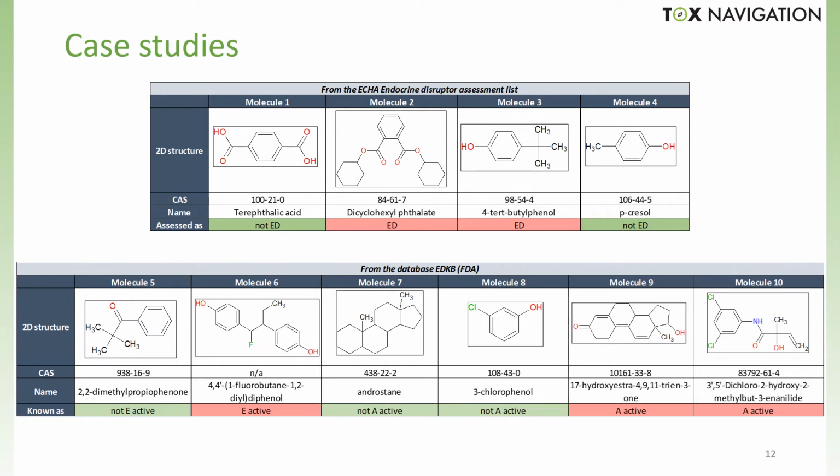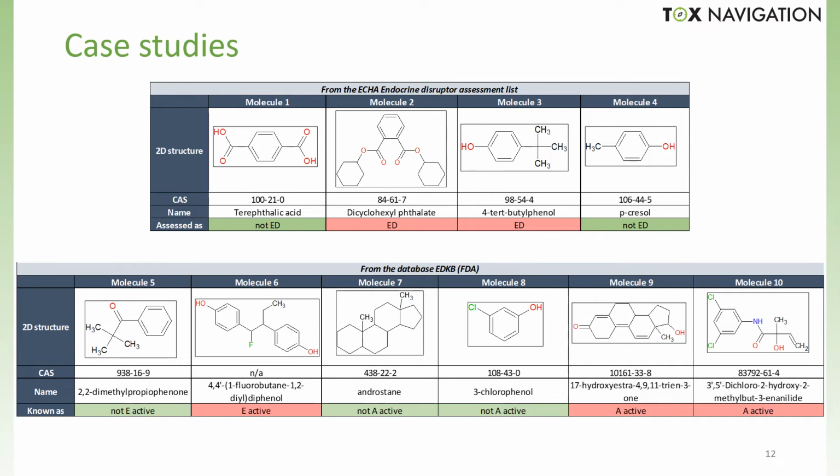Now, we have to say that there are some doubts related to molecule number 7, which was archived in this database as not active towards the androgen receptor, but in reality we found some other literature evidence suggesting that this molecule is in effect active at least towards the estrogen receptor.